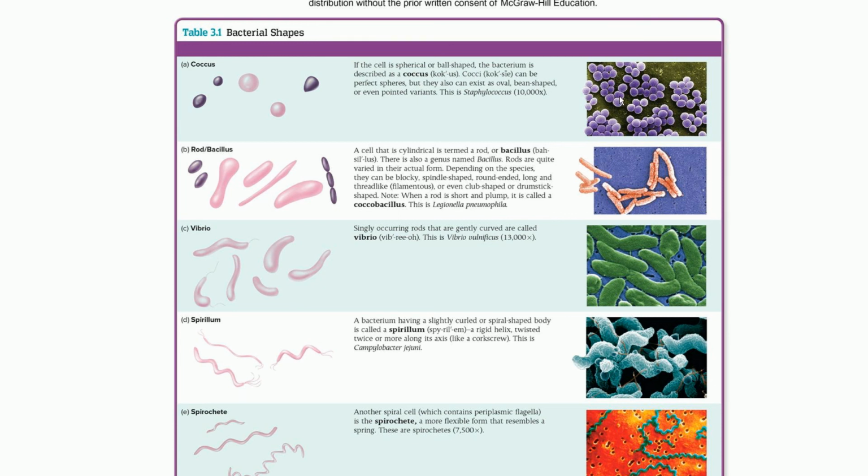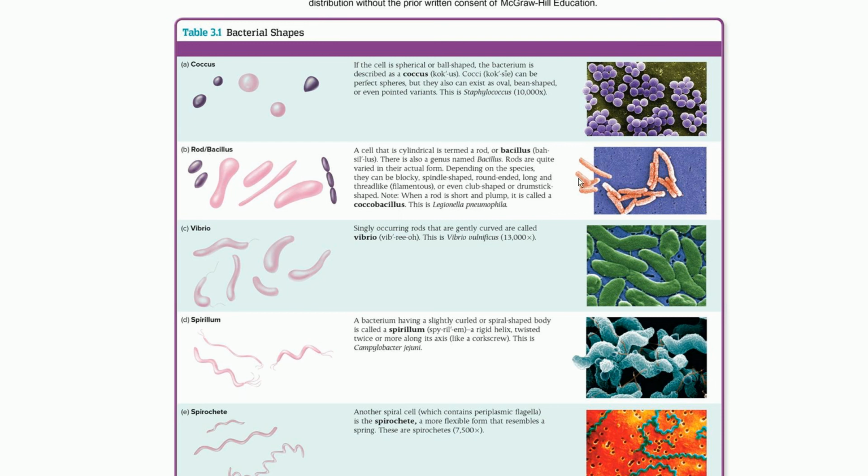There can be little different modifications of the shape as it's written here. Cocci can be perfect spheres, but they can also exist as oval or bean shaped. But mostly they are spherical. They're called coccus, and the typical example is staphylococcus. Then they can be rods.